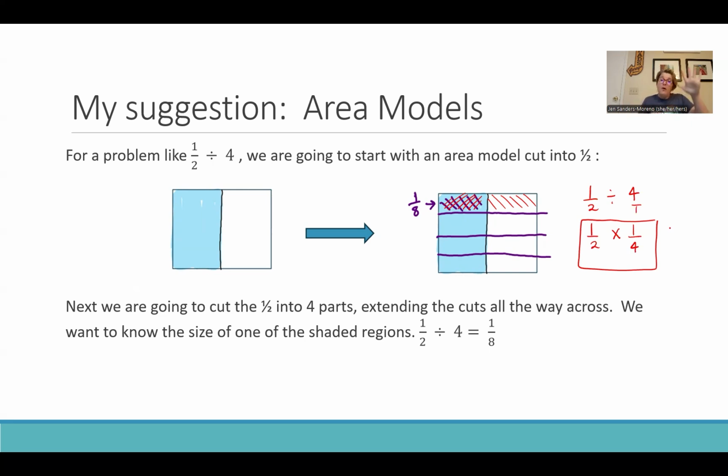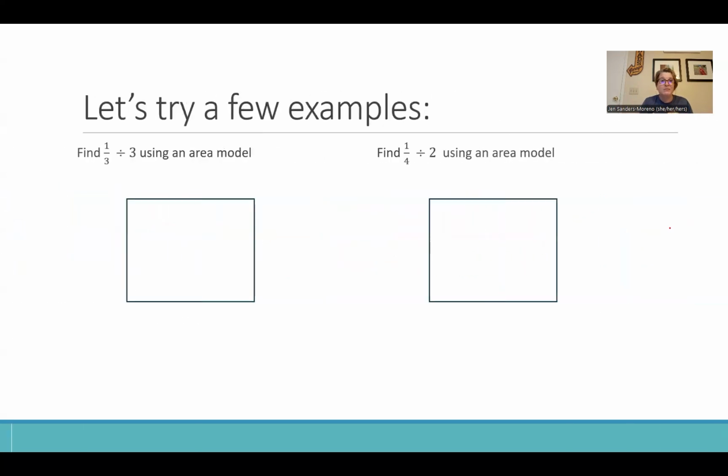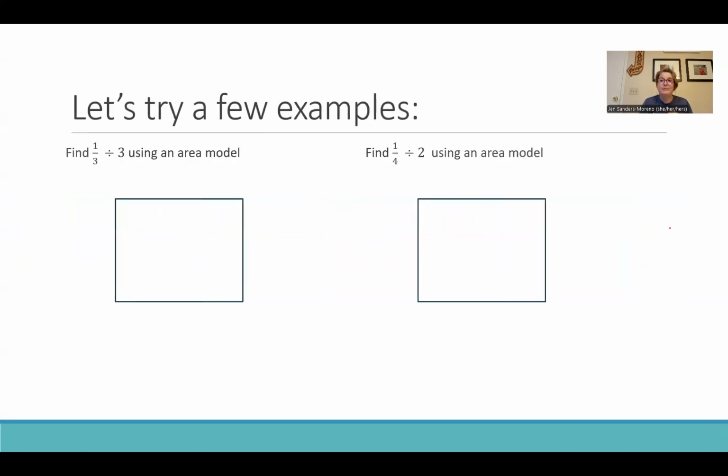So for the first type of division problem, if you have a whole number divided by a fraction, we'll use tape diagrams with number lines. For a fraction divided by a whole number, so the fraction is first and is divided by a whole number, I'm going to use area models. And here we go. Okay.